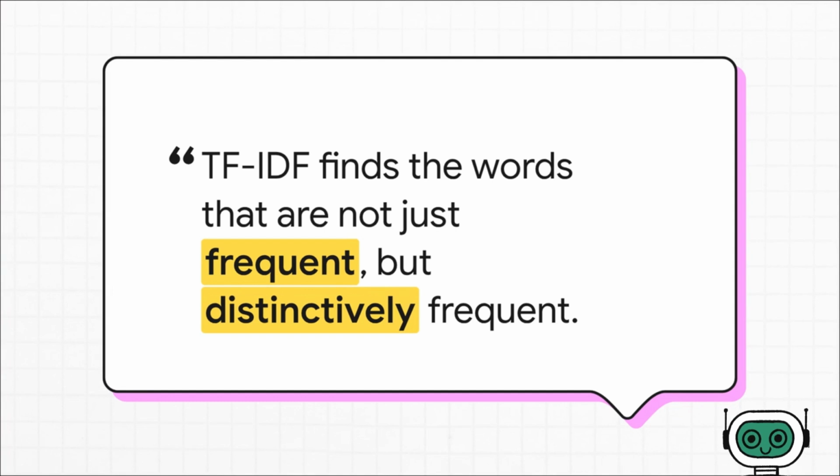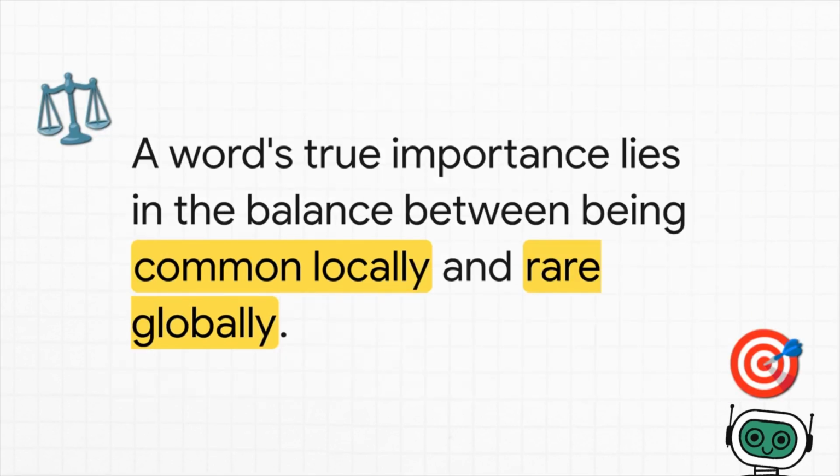At the end of the day, TF-IDF is all about finding words that are not just frequent, but distinctively frequent. It's looking for the terms that make a document stand out from all the others. And that's really the one thing to remember. A word's true importance, at least to a machine using this method, is found in that beautiful balance, being common in one place but rare everywhere else.